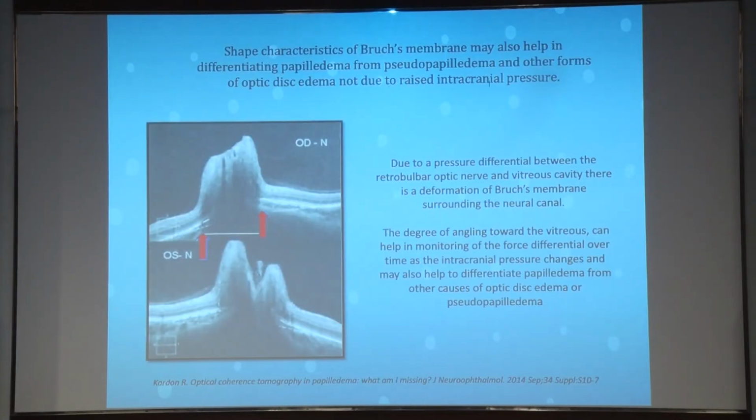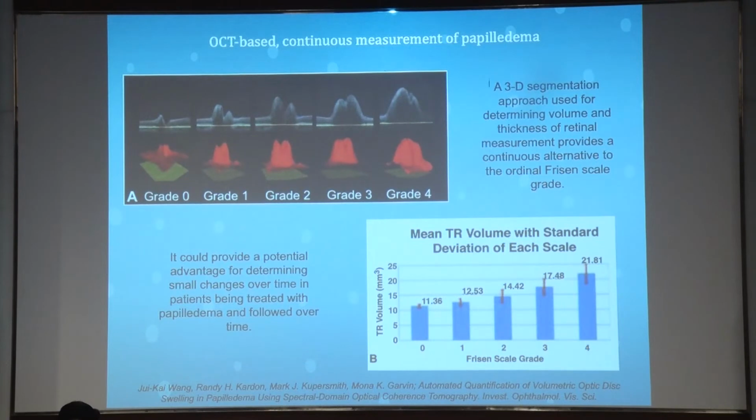This is another finding that has been described by Carden et al. They have shown that due to a pressure differential between the retrobulbar optic nerve and the vitreous cavity, there is a deformation of the Bruch's membrane, as we can see demarcated by the red arrow. The degree of angling towards the vitreous can help in monitoring the force of differential over time as the intracranial pressure changes, and may also help to differentiate papilloedema from other causes of pseudopapilloedema.